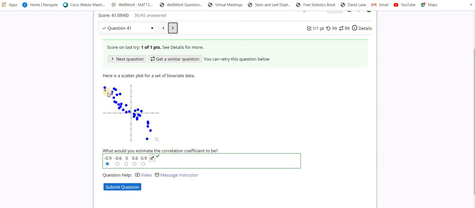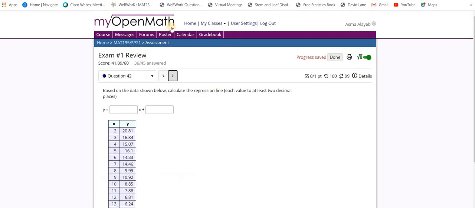I can see a strong correlation between those numbers or those dots. They are very close and tight together. So that means this is a negative strong correlation. And we're going to choose negative 0.9 because it's very close to 1 and it's not close to 0. So that is how you identify the relation here.